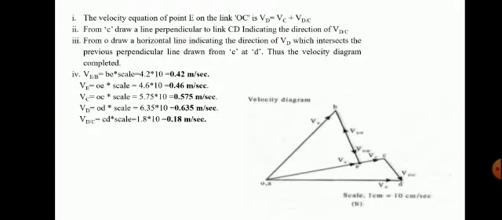Now, the velocity equation of the point D is given by VD is equal to VC plus VDC. From C, draw a line perpendicular to the link CD, indicating the direction of VDC. From O, you draw a horizontal line indicating the direction of VD, which intersects the previous perpendicular line drawn from C at D. Thus the velocity diagram is completed.